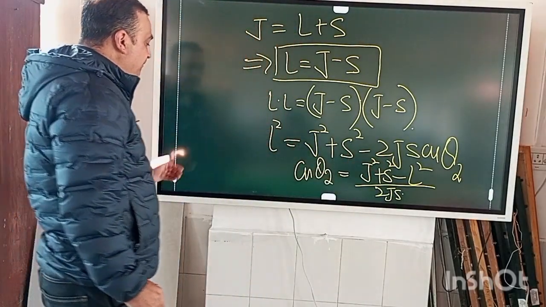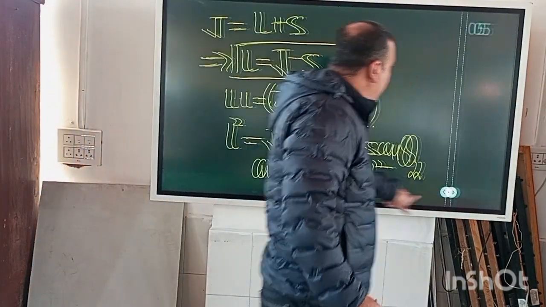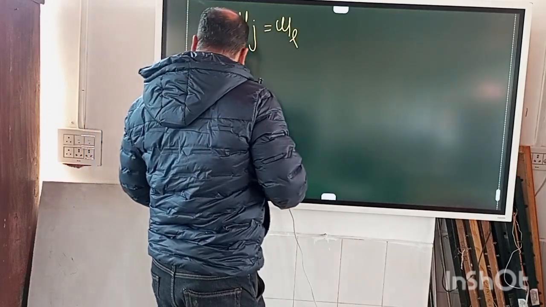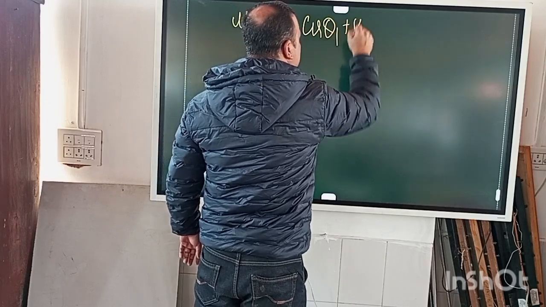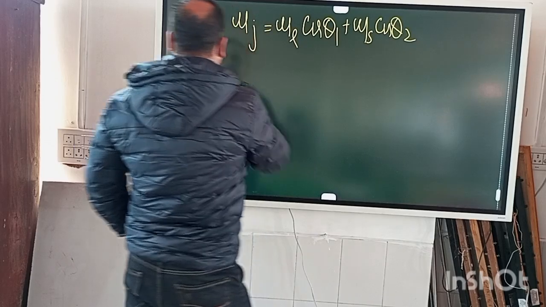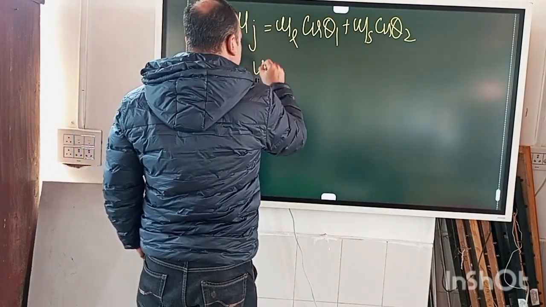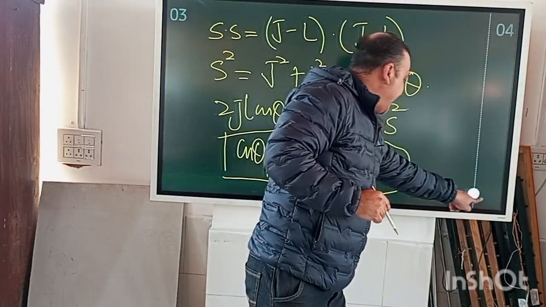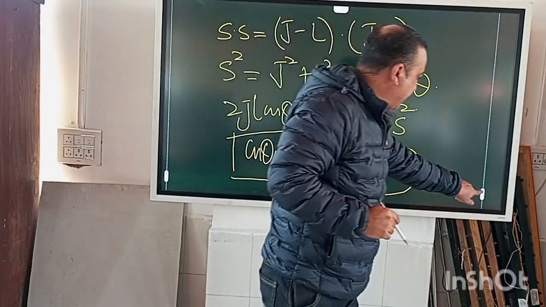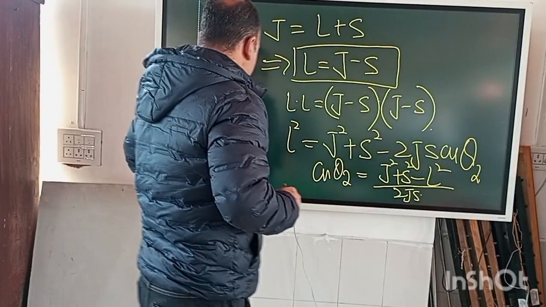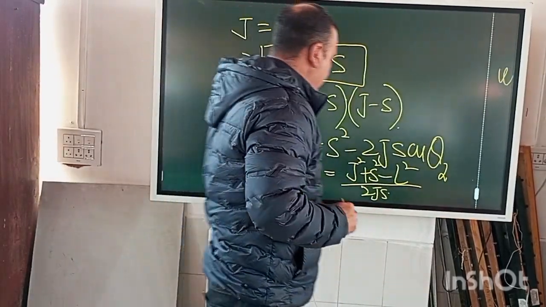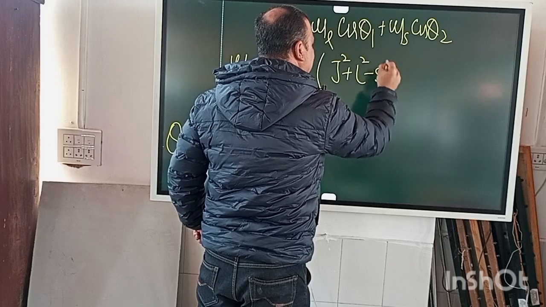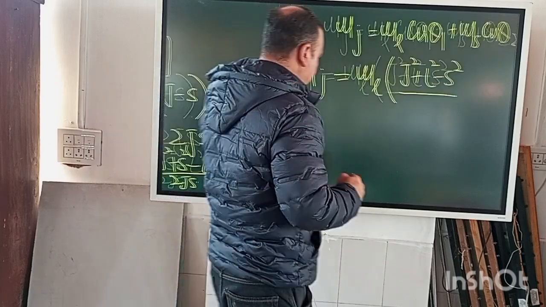So what we have done, we have calculated cos theta 1, we have calculated cos theta 2, and we can include these expressions in our original equation. So what was our original equation? It was mu J is mu L cosine of theta 1 plus mu S cosine of theta 2. So what will be mu J? Mu J will be mu L times cosine of theta 1. What was that? That is J square plus L square minus S square divided by 2JL.